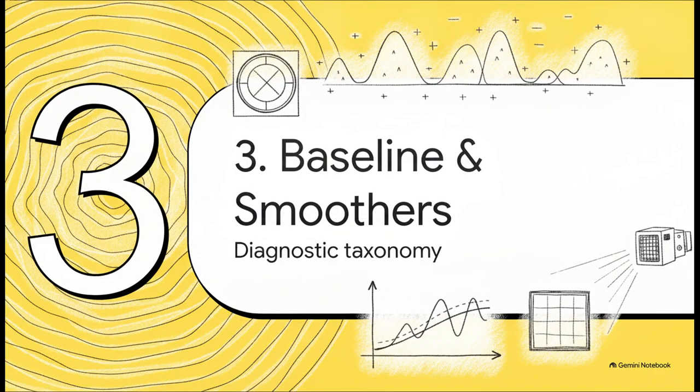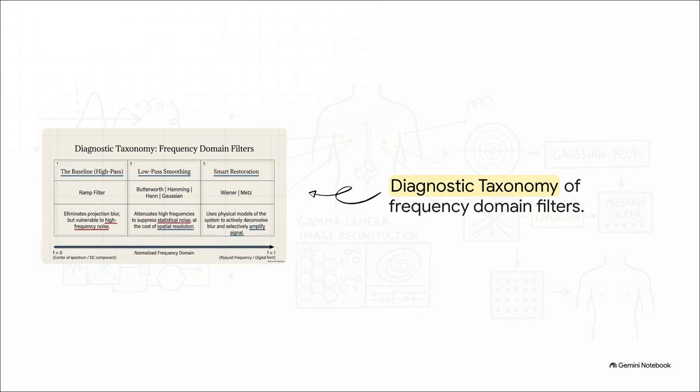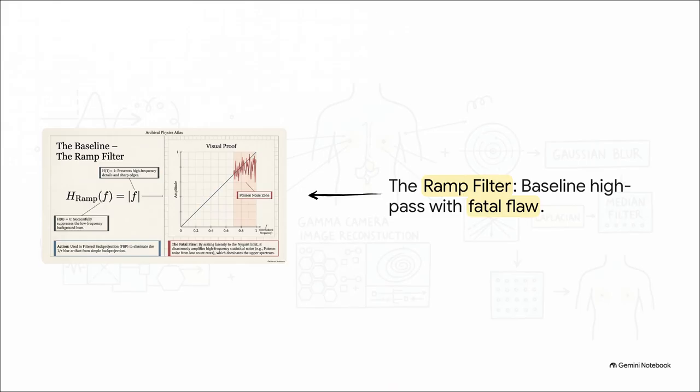Let's dive into Section 3, the baseline and smoothers, and map out our diagnostic taxonomy. This taxonomy operates entirely on a normalized frequency scale, stretching from f equals 0 all the way to f equals 1. Think of f equals 0 as our flat background, sort of the center of the spectrum. Then f equals 1 is our absolute digital limit, which is known as the Nyquist frequency. We group our tools into 3 distinct columns here: the baseline high-pass filters, the low-pass smoothing filters, and finally, the advanced smart restoration filters.